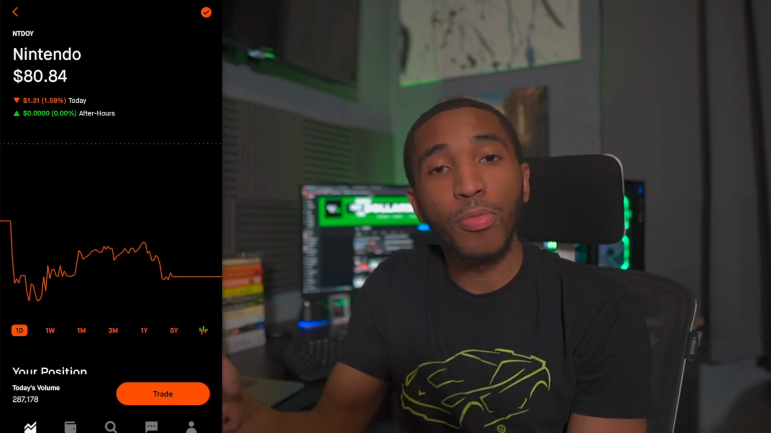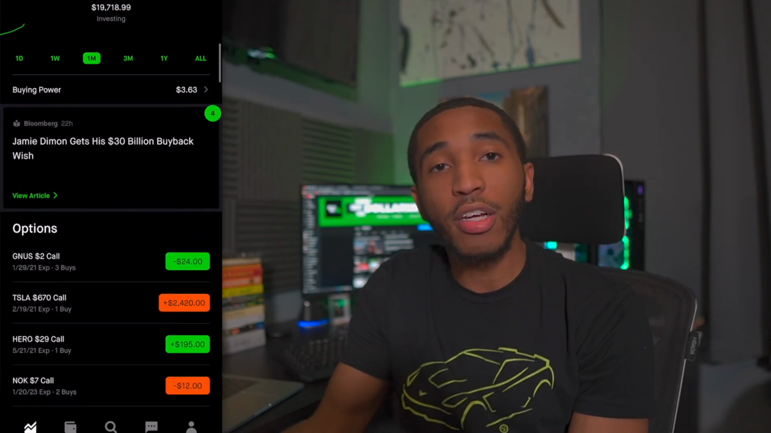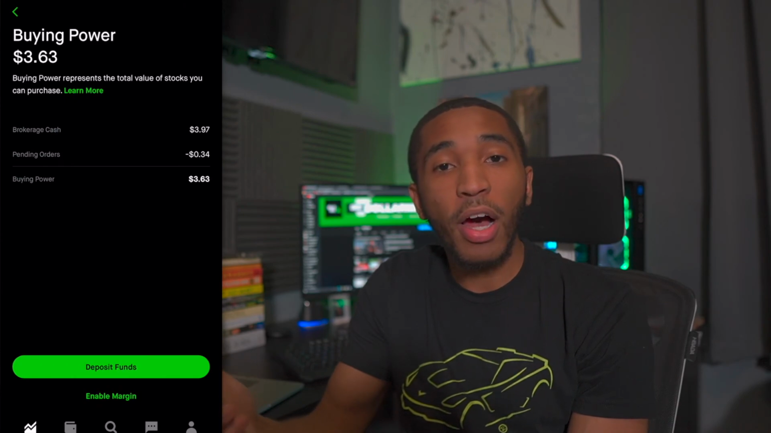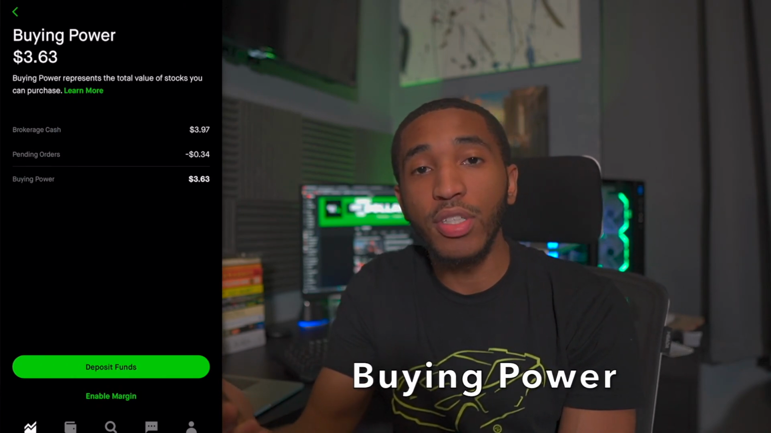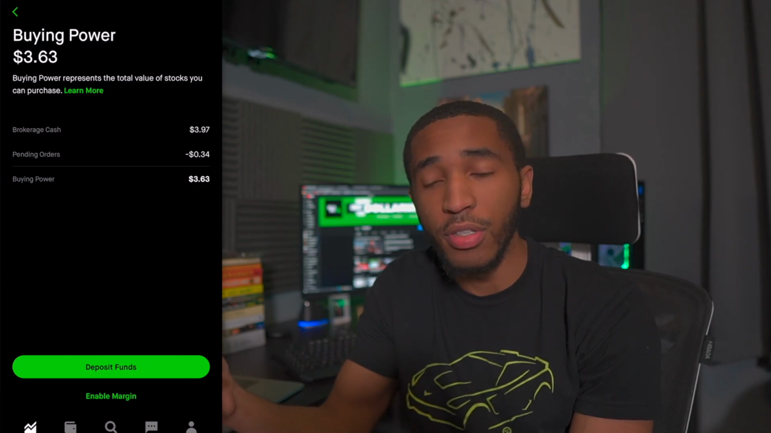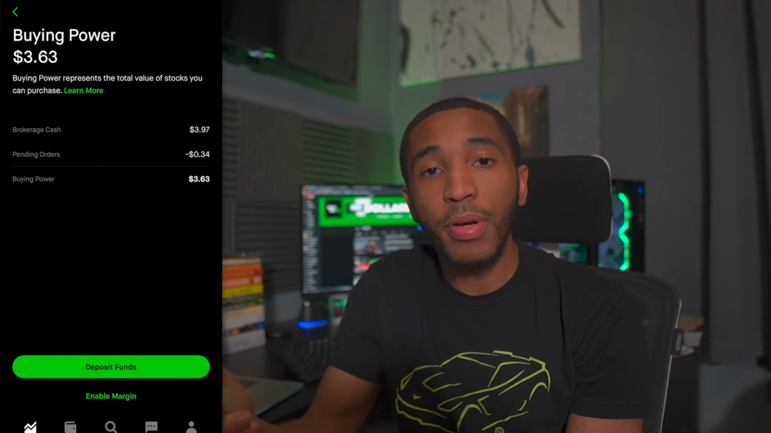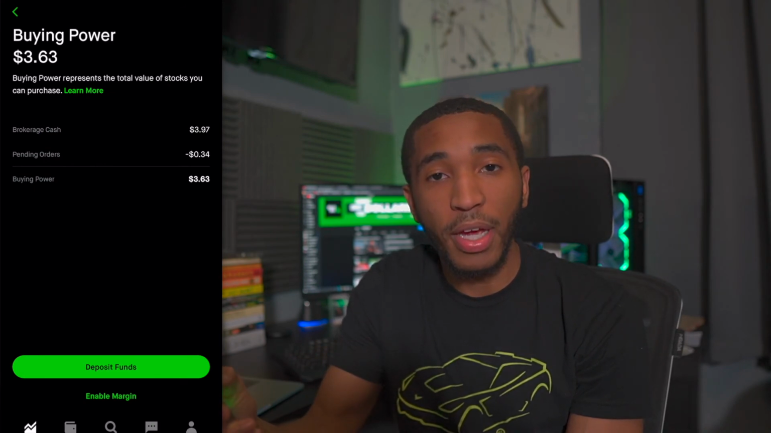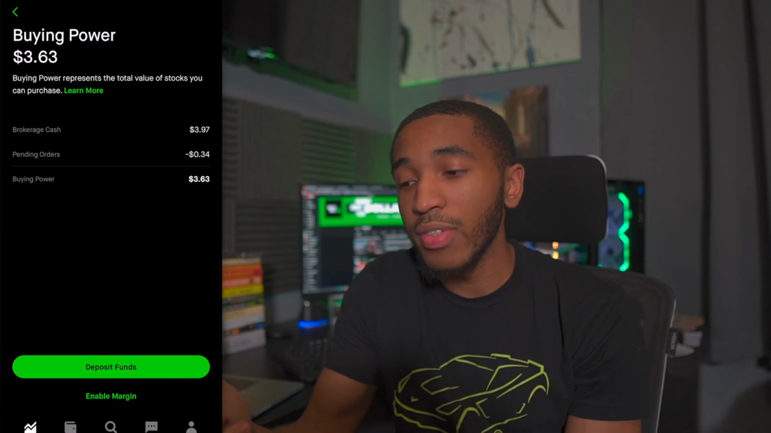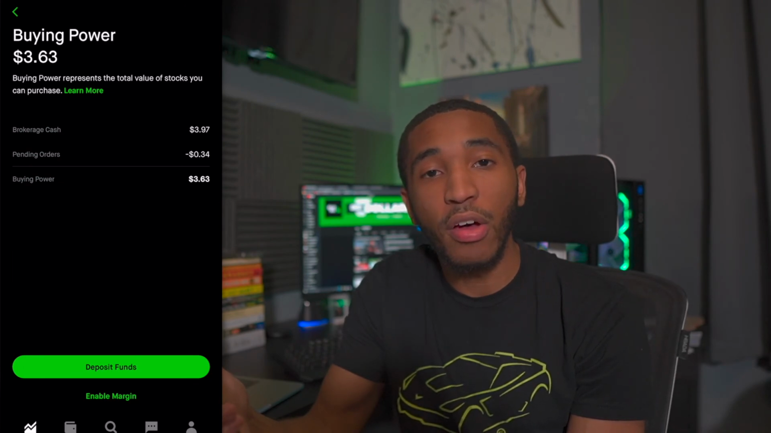Before we actually get into a couple more investment terms, I just want to go back to the main menu real quick, scroll up and click on buying power. So with buying power, this is actually the power that you have to go and buy shares, stocks, ETFs, cryptocurrency, at least on Robinhood. You can see it's broken down between how much brokerage cash you actually have and then what your pending orders you actually have as well coming out. In this case, I had $3.97 in brokerage cash, and I have a pending order of 34 cents coming out. So my overall buying power is $3.63.